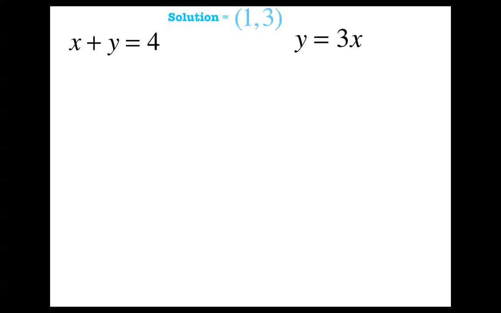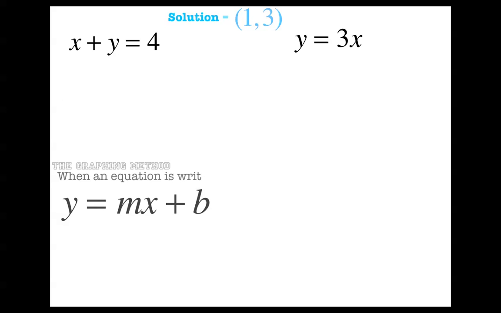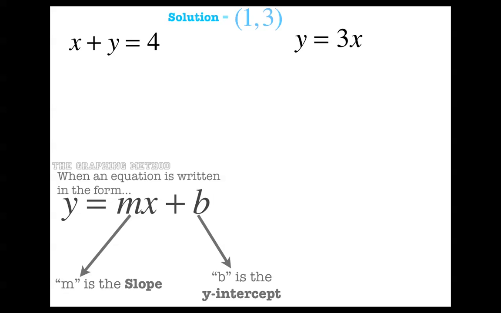Maybe you couldn't have ever guessed that on your own, and maybe we need to figure out how we could have solved that and gotten that solution even if we didn't know it just by looking at it. Well, today is your lucky day because we're going to talk about a method that is going to help us get that solution mathematically. This is called the graphing method, and what we have to remember with the graphing method is our good old friend y equals mx plus b. Whenever your equation is in the form y equals mx plus b, remember that the m number is the slope of your line and the b is the y-intercept of your line.